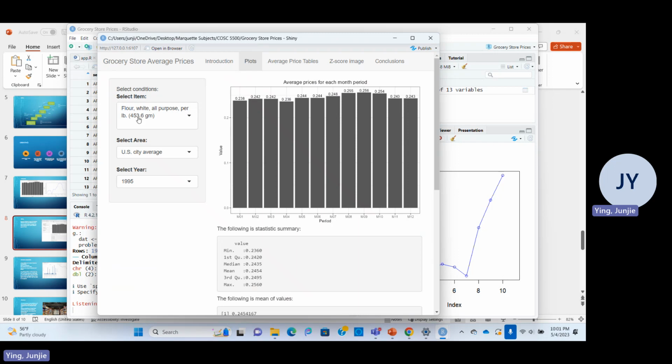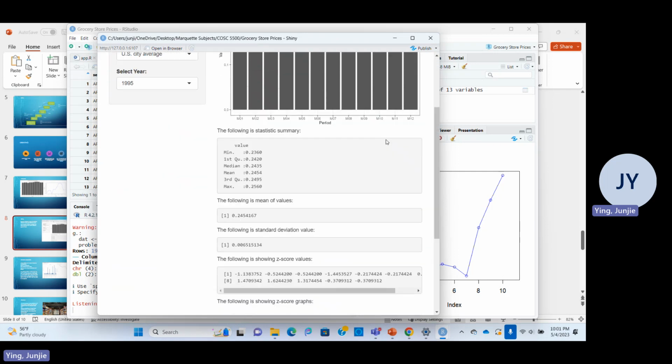This is showing the flower. There are three selections. We are going to select area, select element, and select year. And here are the average price tables for each period and the bar chart.